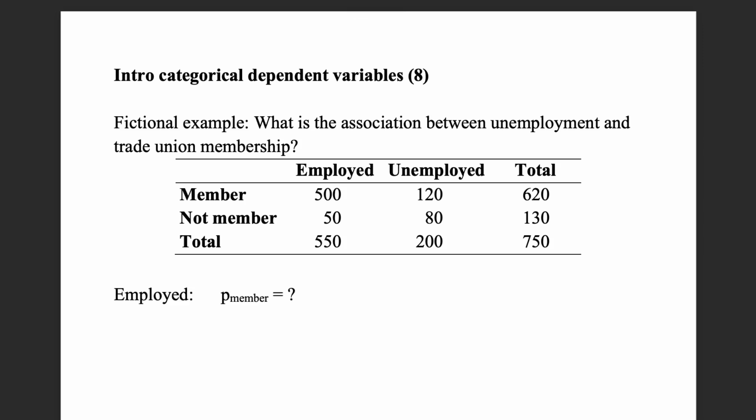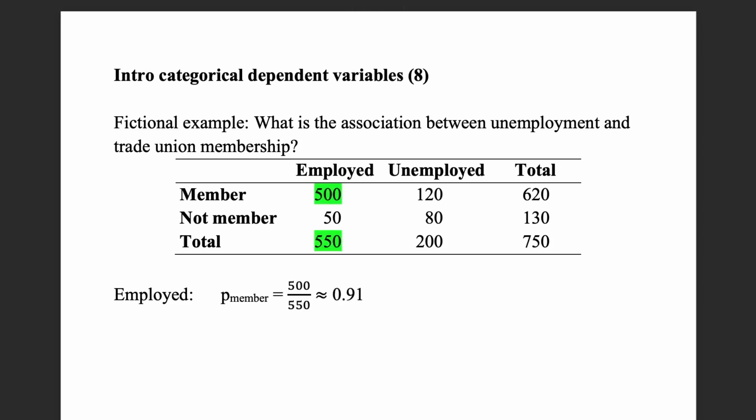So let's first consider the employed persons in our data set. We have 550 employed persons, 500 of those are members of a trade union, 50 are not members of trade unions. What would be the probability of membership for employed persons? So what is the probability that people that are employed in my sample are also members of a trade union? Again, stop, pause and think for yourself first.